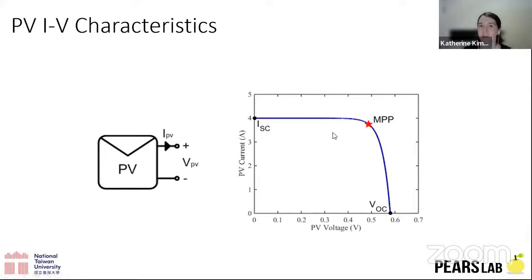So if we want to get the maximum power from our photovoltaic cell, there's actually one point here. I call that the maximum power point, or MPP, and that's where we want to operate in order to maximize the power out of our cell. So generally, we would want our controller, our converter, that will be connected to this PV to operate the system at that point.